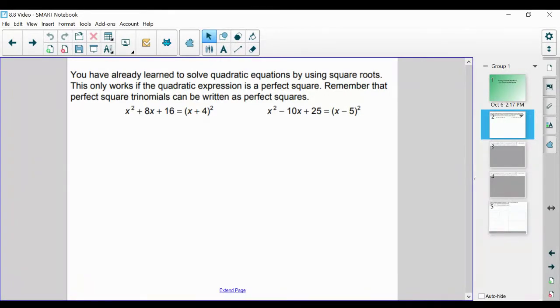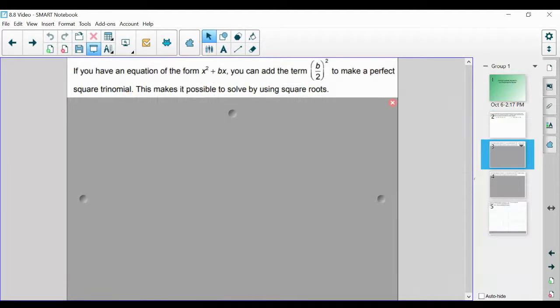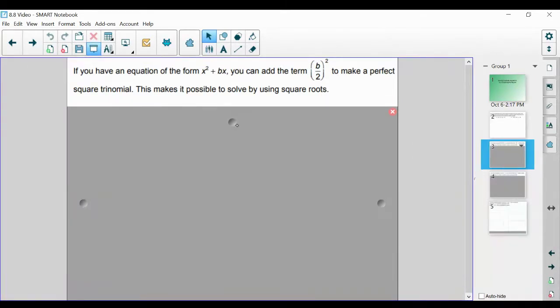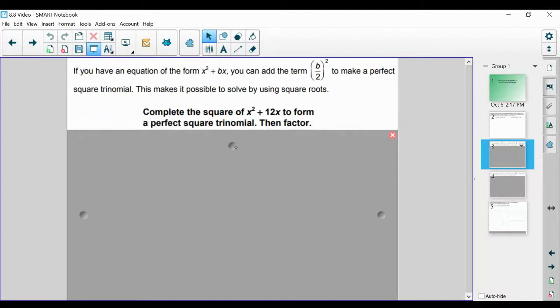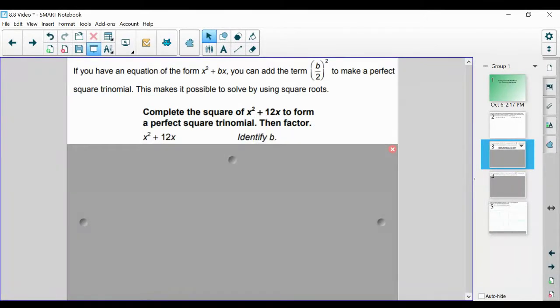x minus 5 squared. If you have an equation of the form x squared plus bx, you can add the term half of b squared to make a perfect square trinomial. This makes it possible to solve by using square roots. So let's complete the square of x squared plus 12x to form a perfect square trinomial. Then we're going to factor.